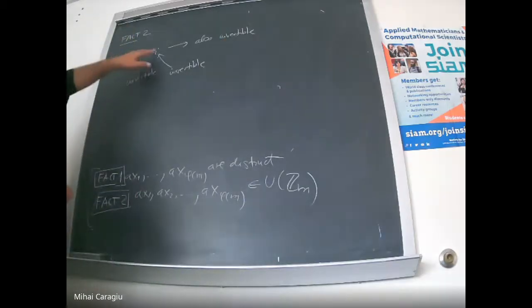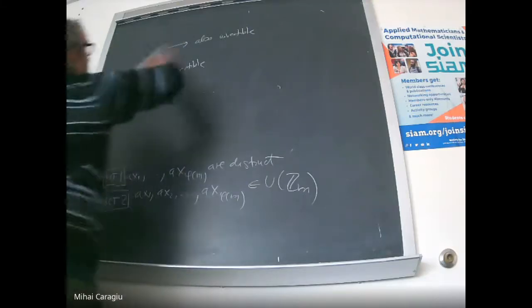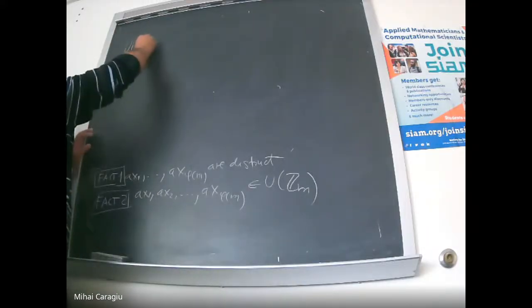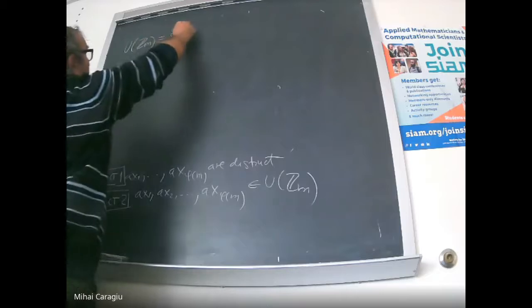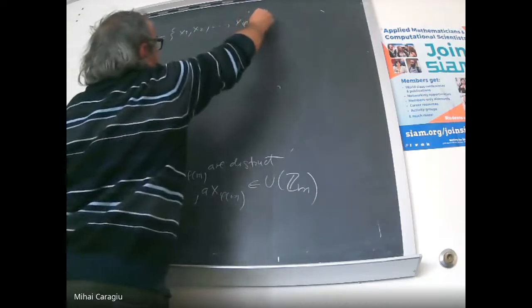And the inverse of this product is the product of the inverses, because everything is commutative here. So we just proved fact 1 and fact 2. So let's put everything together. We got U of Zn equals x1, x2 through x sub phi of n.